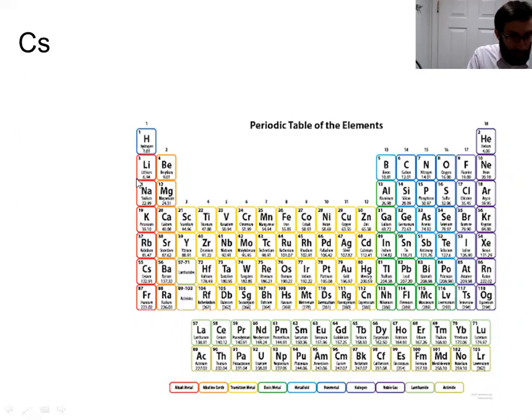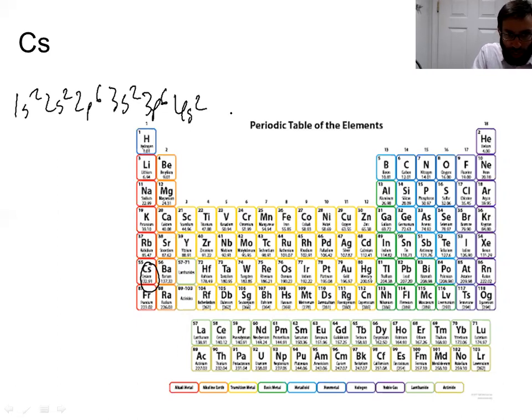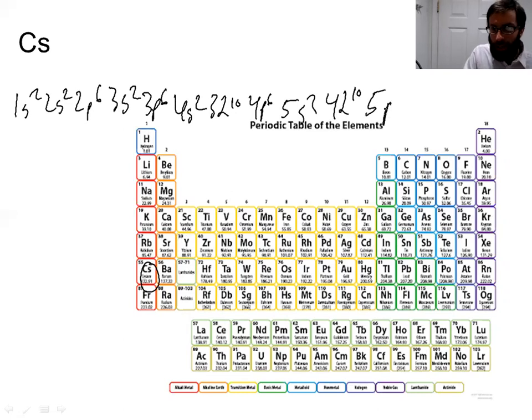Cesium. All right, cesium's right here. So we have some work to do. 1s2, 2s2, 2p6, that gets us to neon. 3s2 magnesium, 3p6 argon, 4s2 calcium, 3d10 zinc, 4p6 krypton, and now we are at 5s2, right, we're down here, strontium, 4d10 cadmium, 5p6 xenon, and finally 6s1 cesium.